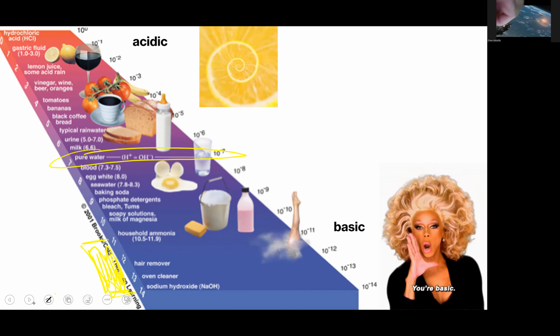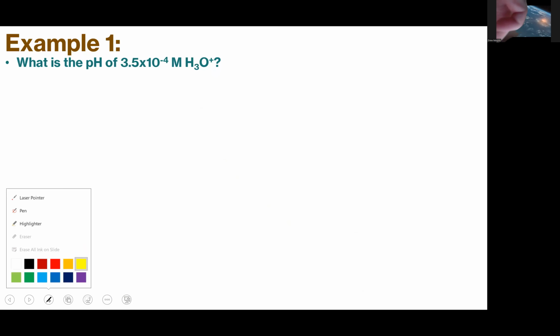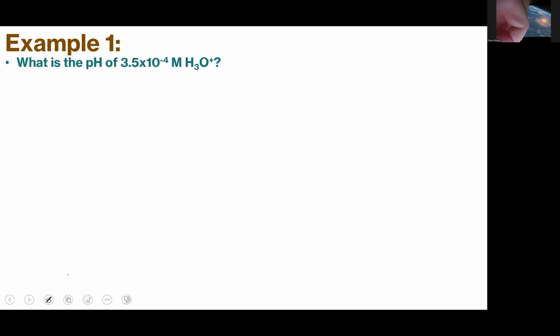Let's look at some example problems. What is the pH of something when the concentration of H3O plus is 3.5 times 10 to the minus 4? We're going to have to memorize this pH equation.